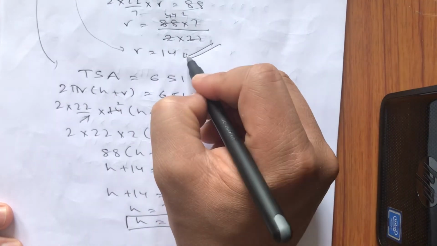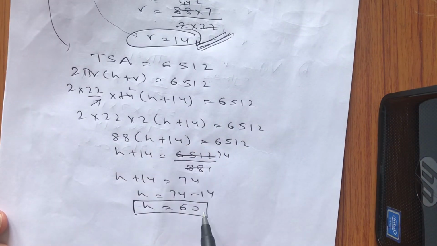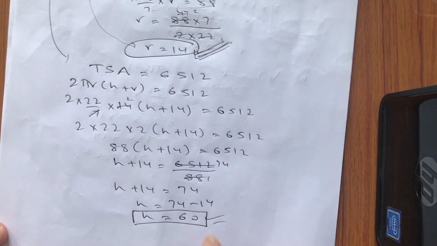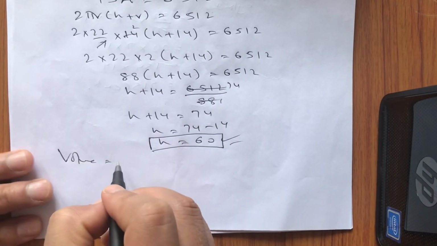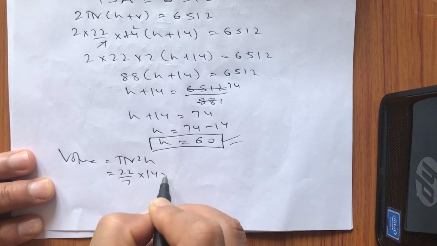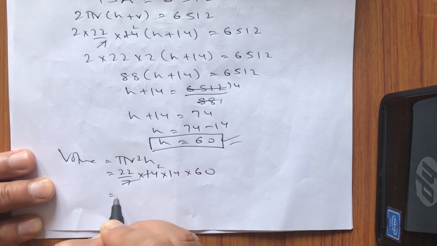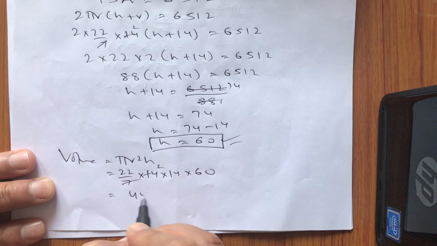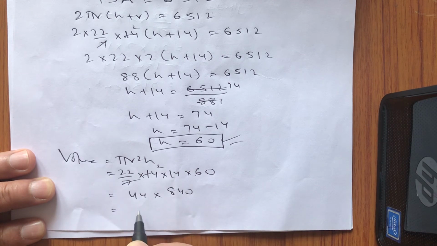So from circumference, I got my radius, and from the TSA, I got my height. Now, once I have my r and my h, the question says find volume. So volume is equal to pi r squared h, that is 22 by 7 into radius, which we just got as 14, into 14 into h, which is 60. 7 ones are 7, 7 twos are 14. So 22 into 2 gives me 44 into 14 into 6, 4 sixes are 24, 840. And when I multiply this, we get 36960 centimeter cube as our answer.